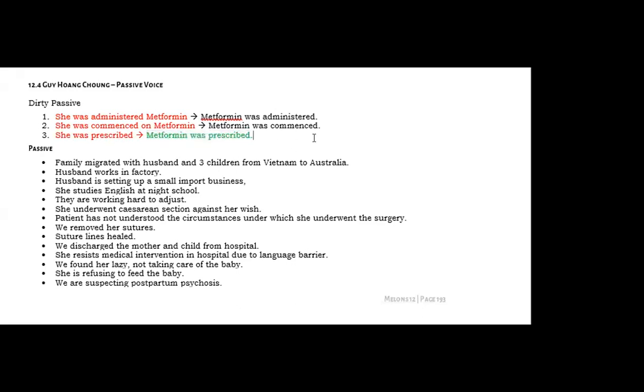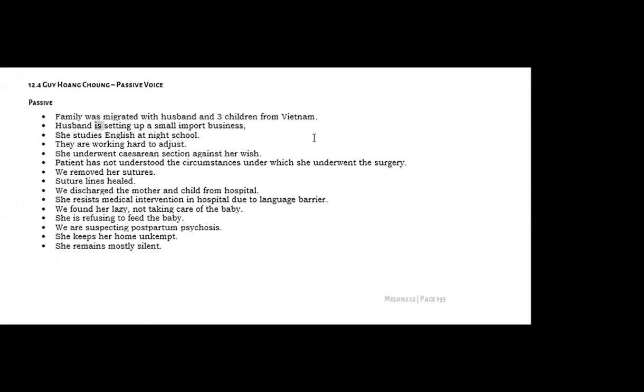These are some of the errors that you usually commit. So never do that. But I'm not going to explain the reason for this now, because you know this already. I'm going to talk about this one. "Family migrated with a husband and 3 children from Vietnam to Australia." Okay, fine. Family migrated. "Family was migrated" is wrong. "Husband is setting up a small import business." Even this is also not going to help you.